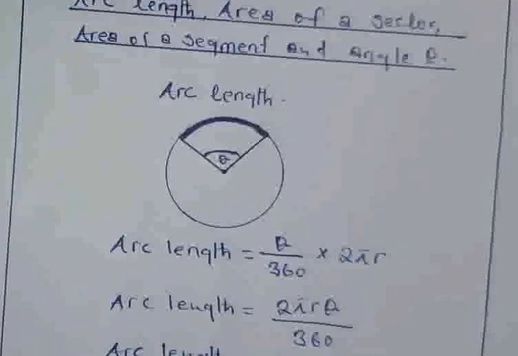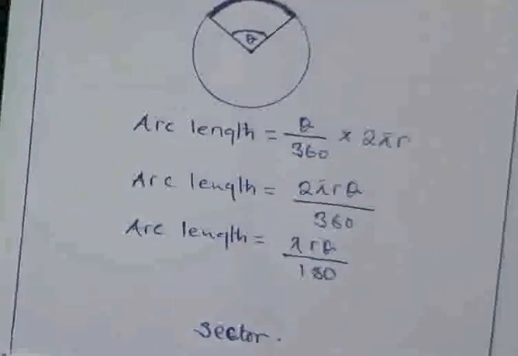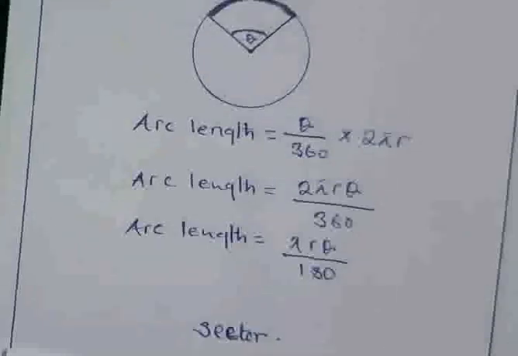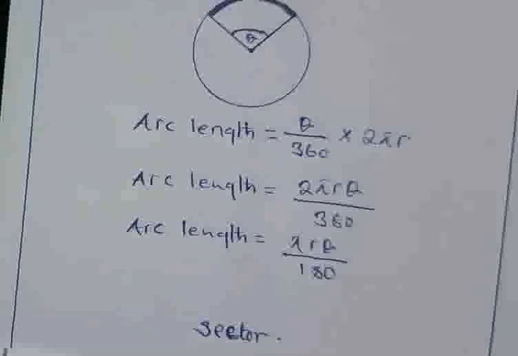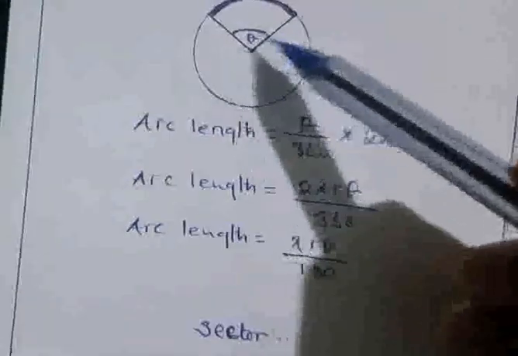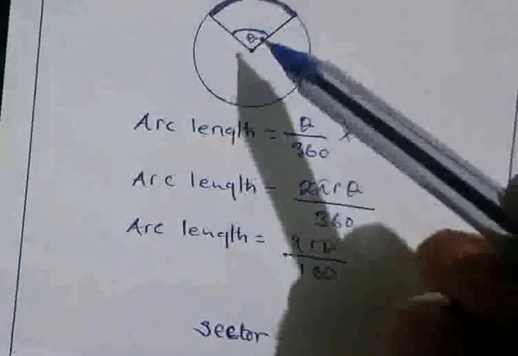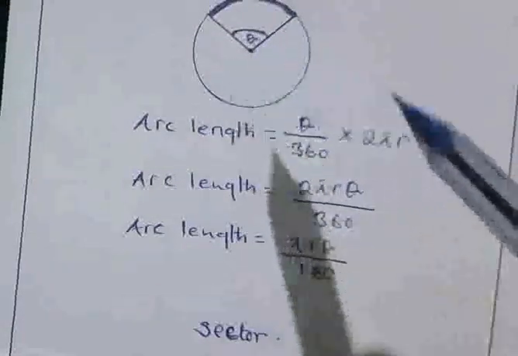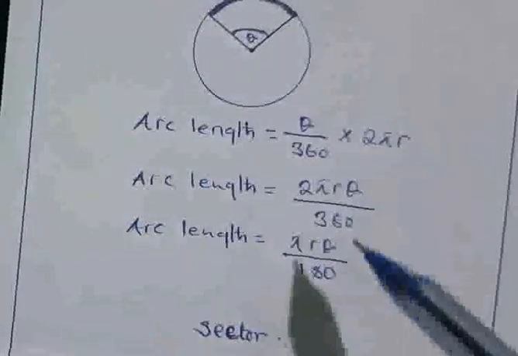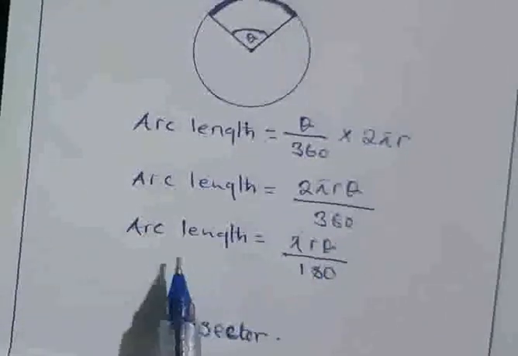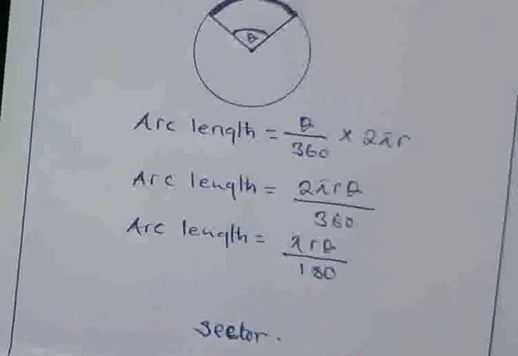Then we find the arc length. So this is the formula. Whenever they ask you a question to find the length of this arc, of course you'll be given the radius, and of course you'll be given the angle theta there. So just apply this formula. Arc length is equal to pi r theta over 180. Then you're good to go. Let's look at another one.